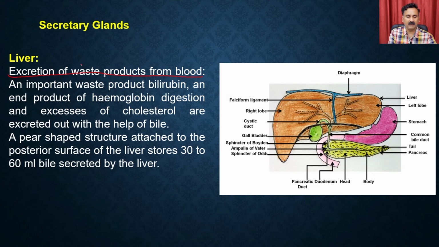Then there is the excretion of waste products from the blood. The liver also has alternate functions in the excretion part. An important waste product, bilirubin, an end product of hemoglobin digestion, and the excess cholesterol are secreted out with the help of the bile. The gallbladder is a pear-shaped structure attached to the posterior surface of the liver, which stores 30 to 60 ml of the bile secreted by the liver, right. Whenever there is a requirement, the bile present in the gallbladder is supplied into the alimentary canal.